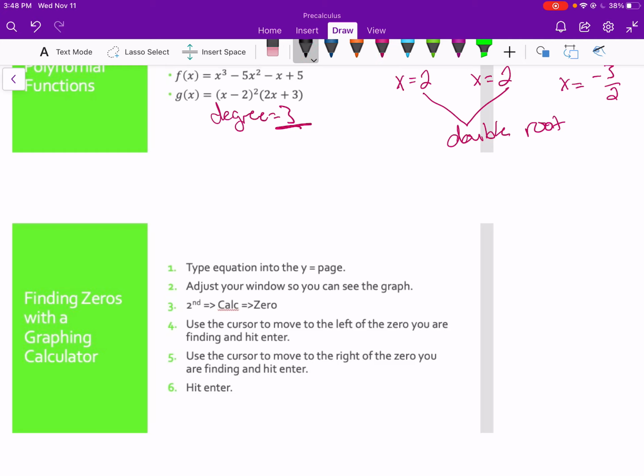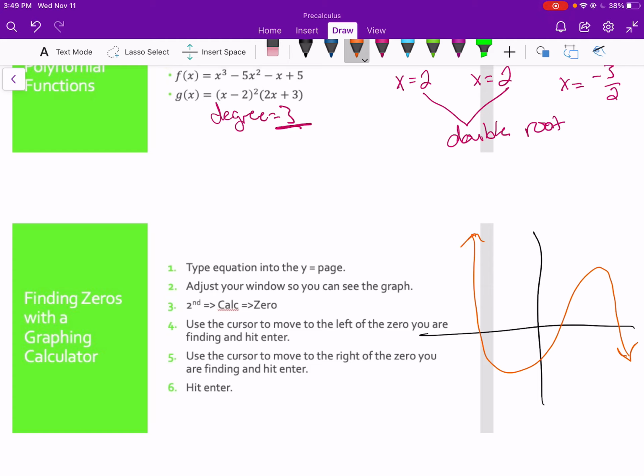If your graph looks something like this on your graphing calculator, and I'm trying to find this 0 right here, it's going to ask for a left bound. So I'm going to scroll and find any point that's on this piece, click on that and hit enter. Then it's going to ask for a right bound, so I'm going to click on any point to the right of it that hasn't yet crossed the x-axis again, so I'm going to click right here. And then if you hit enter again, it'll give you your 0.